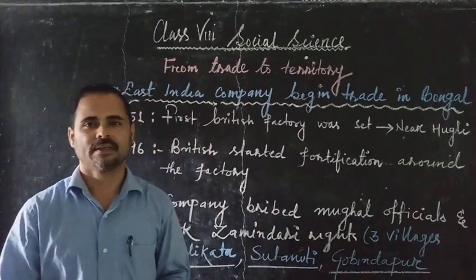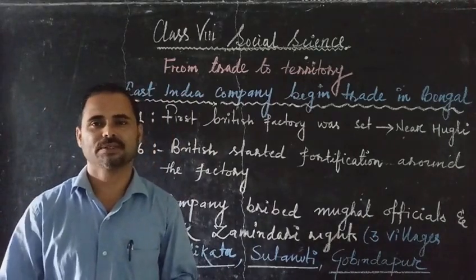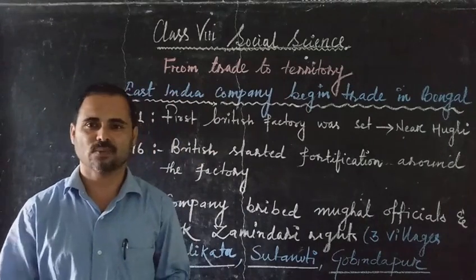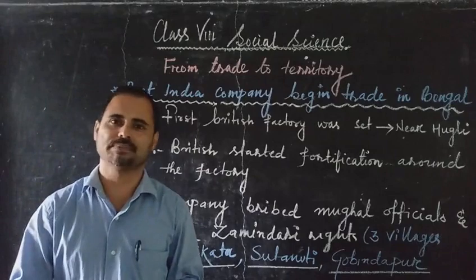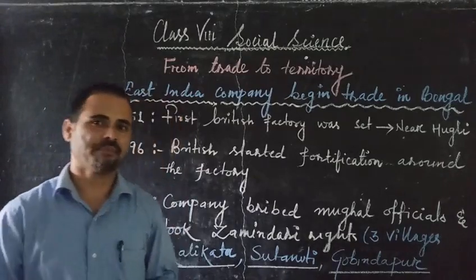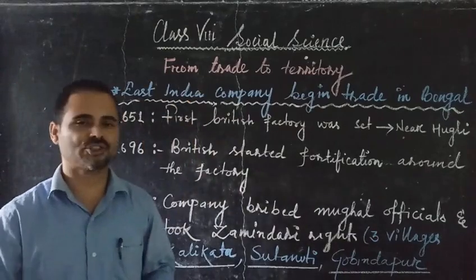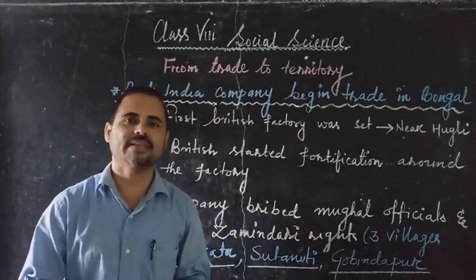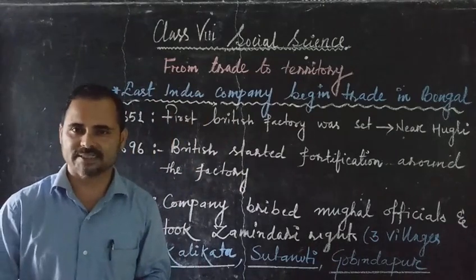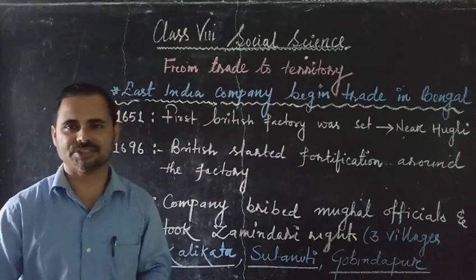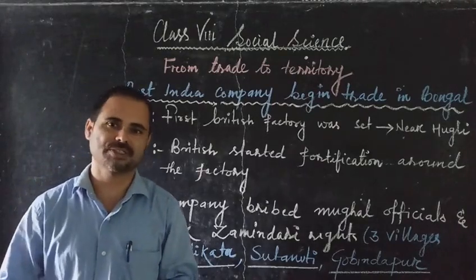I guess you might have seen my previous video, and watching that you might have understood what other content from this chapter is important for you to know. In this particular video I will try to make you understand how the East India Company begins trade in Bengal, and with that note we will see how the British East India Company, who came here as a trader, became a ruler, became a master. We will try to understand that.